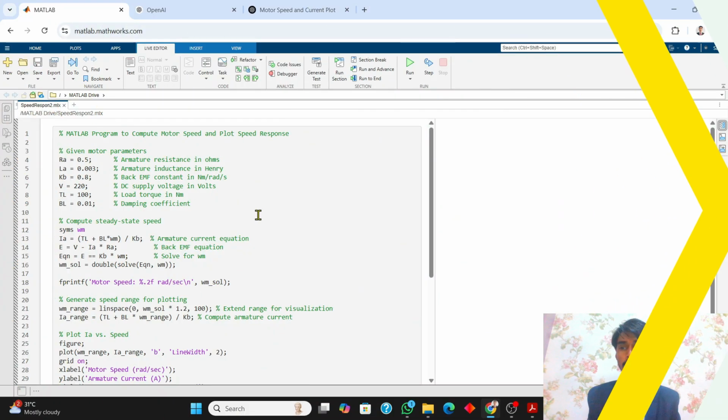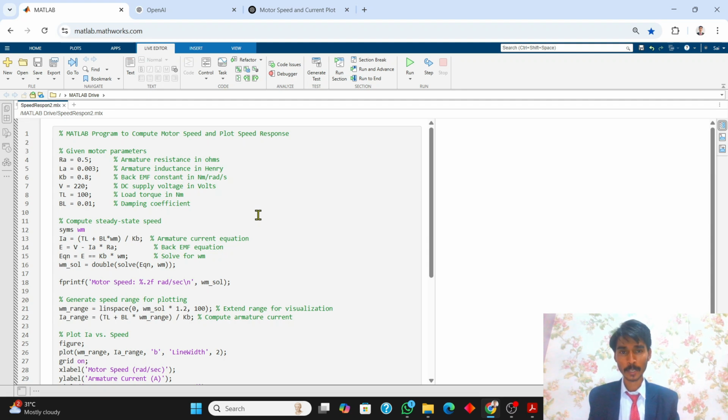So, hello everyone, my name is Sai Power and I am going to explain MATLAB programming for computing motor speed and plotting the speed response. The given motor parameters are armature resistance, armature inductance, back EMF constant, DC supply, load torque and the damping coefficient. The value of the armature resistance is 0.5 ohm, armature inductance is 0.03 Henry, back EMF constant is 0.8, the DC supply is 220 volt, the load torque is 100 Newton meter, and the damping constant is 0.1.